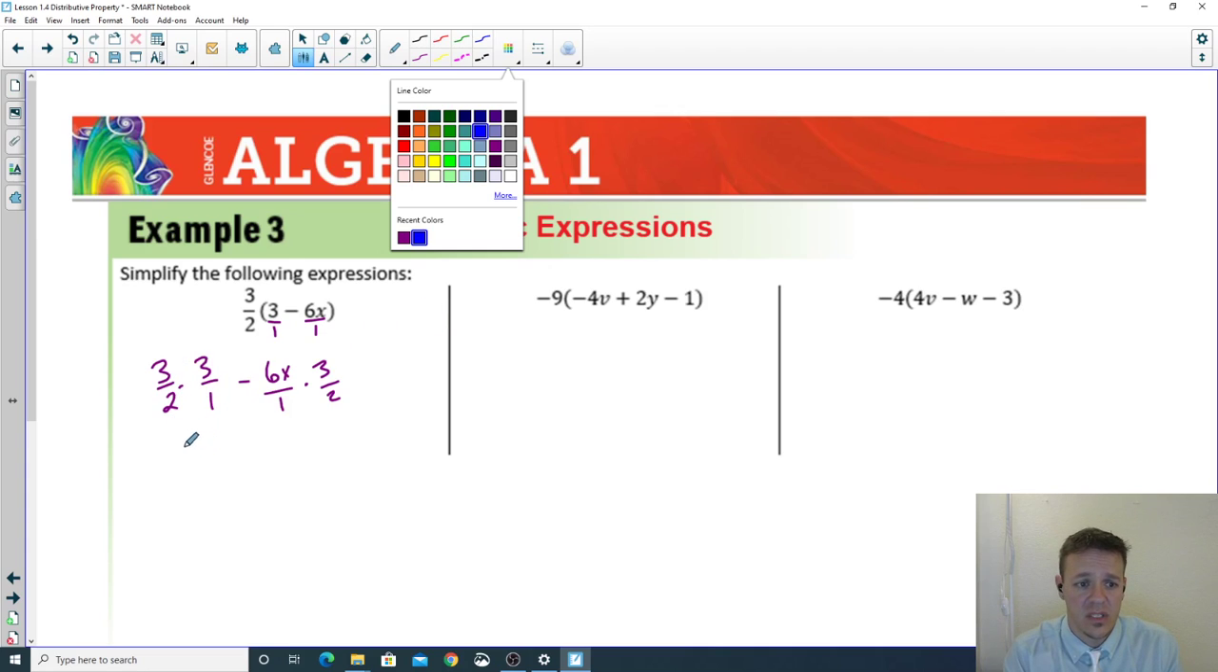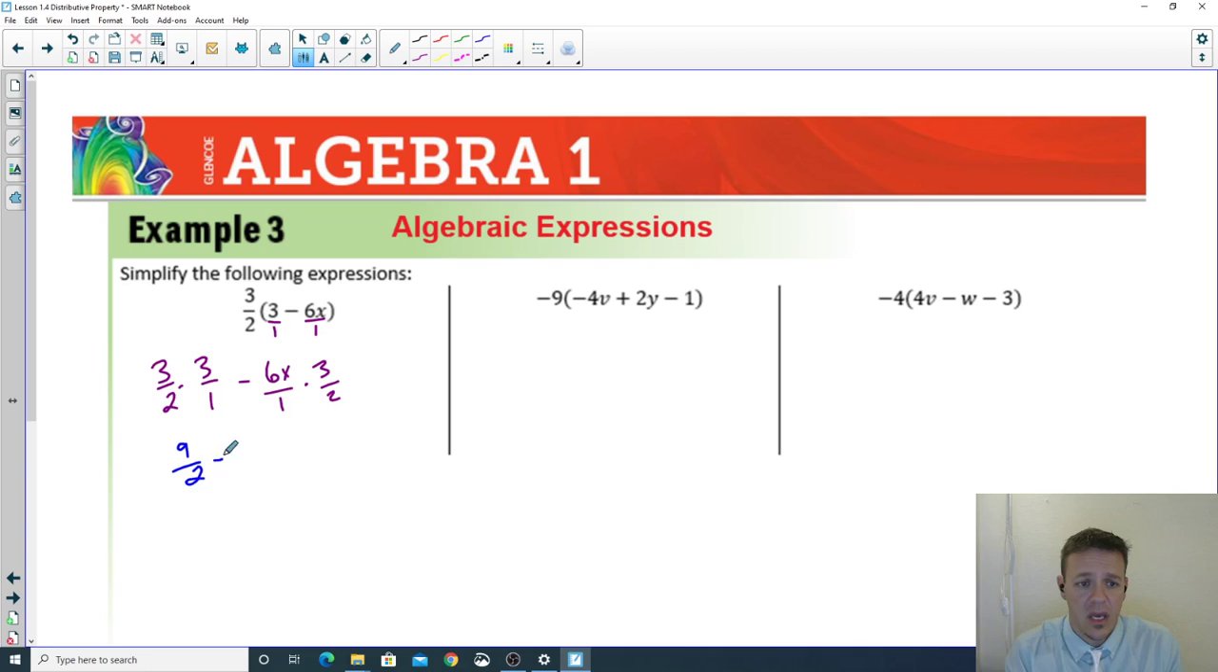So this would be 3 times 3 is 9 over 2 minus 6 times 3 is 18, and then there's the x, and that's divided by 2. And then you would see if you can simplify, right? 9 cannot go into 2, so you would just leave that alone, 9 over 2. But 18 divided by 2 does equal 9x, just like that.